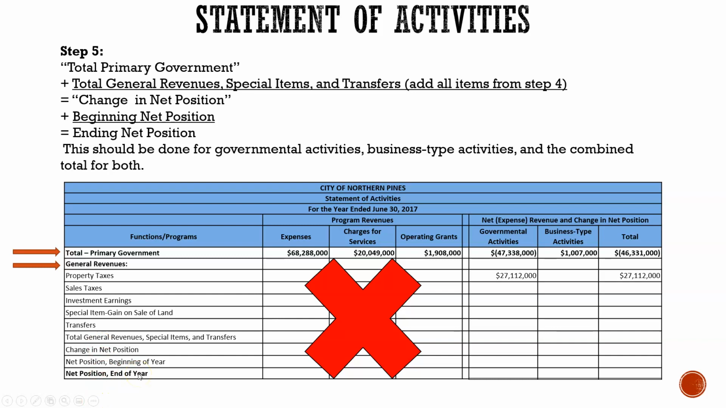This is not something you guys haven't been doing for the entirety of your accounting academic career, starting in 201, I would imagine. So you're going to do this for your governmental activities, you're going to do it for your business type activities, and then you're going to do it for your total, the combined total for both.